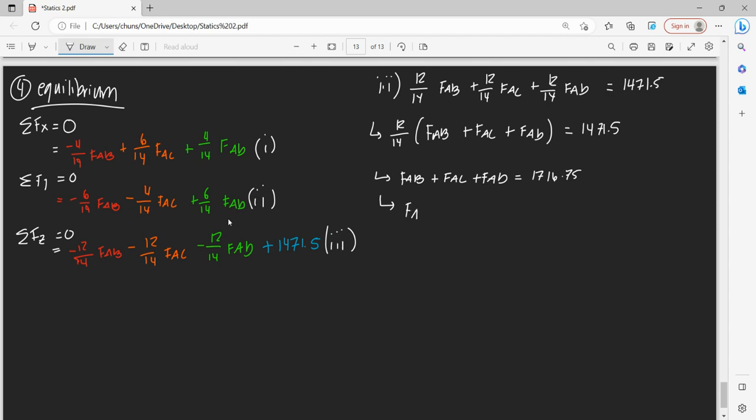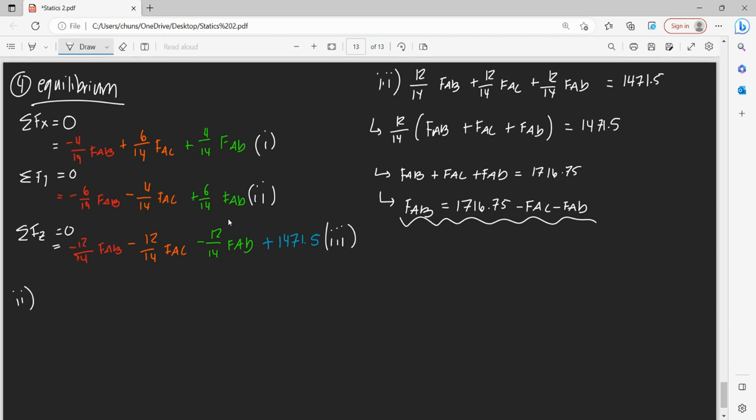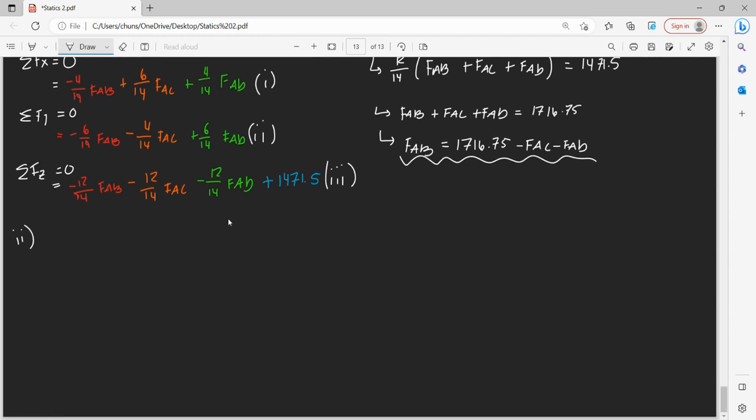So I'm going to start with FAB first. And that's 1716.75 minus FAC minus FAD. So that's our first one. So now we're going to plug it into our second one. Okay, so I'm going to factor out 1 over 14.